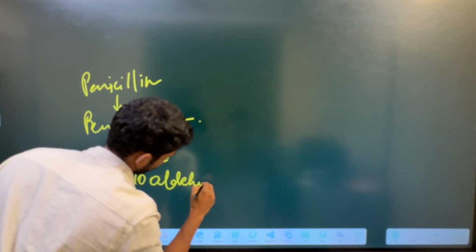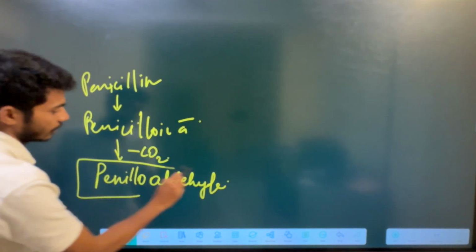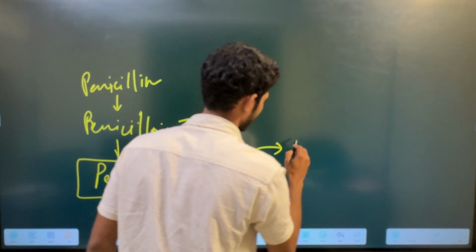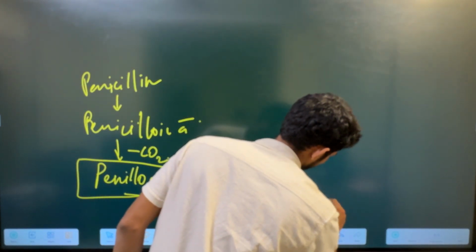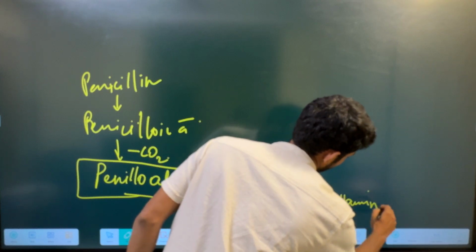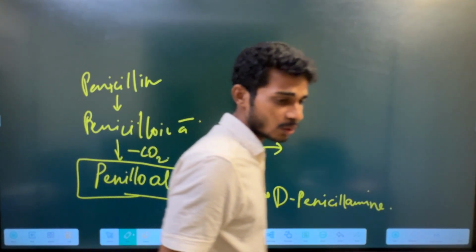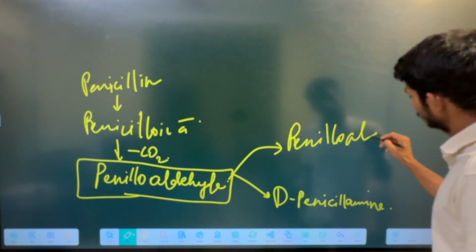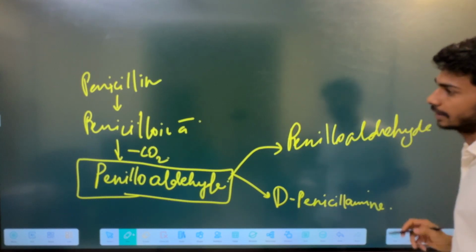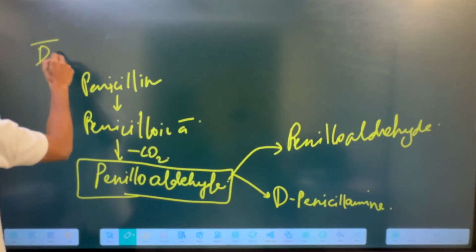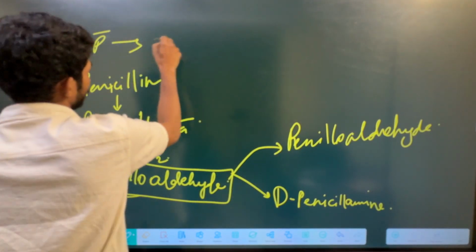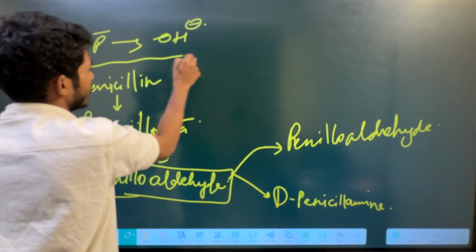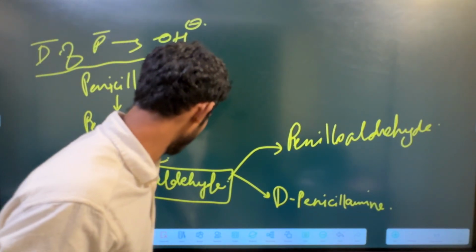penilloic aldehyde. Again, this one breaks down into two parts. One is D-penicillamine, and another part is penilloic aldehyde. So this is the simple degradation of penicillin in the presence of OH, that is in the presence of base. Okay, next we will see the degradation of penicillin in the presence of acid.